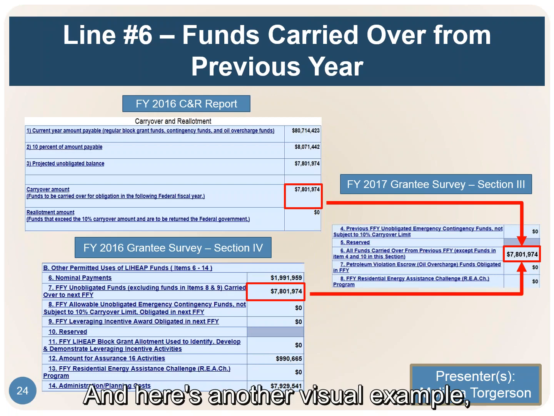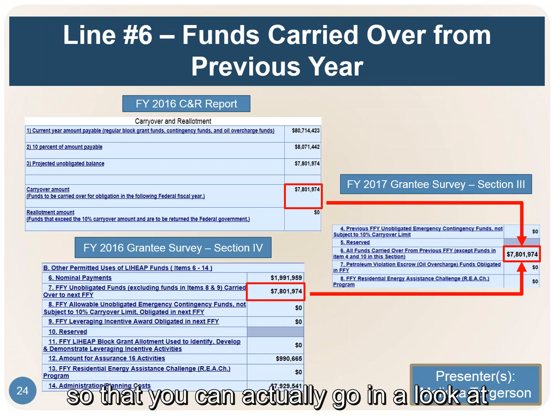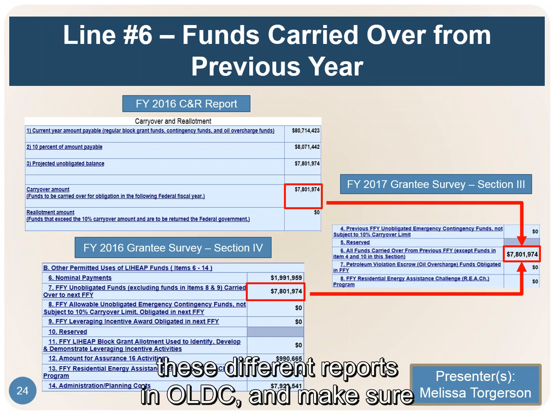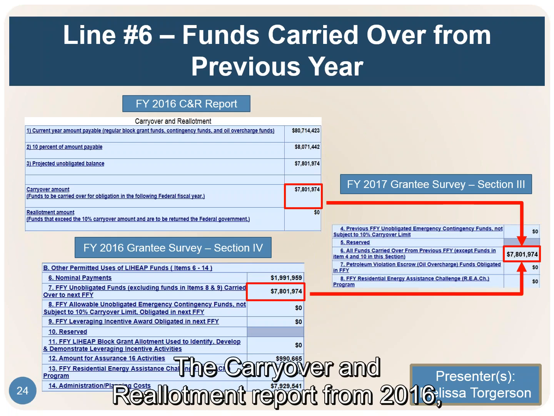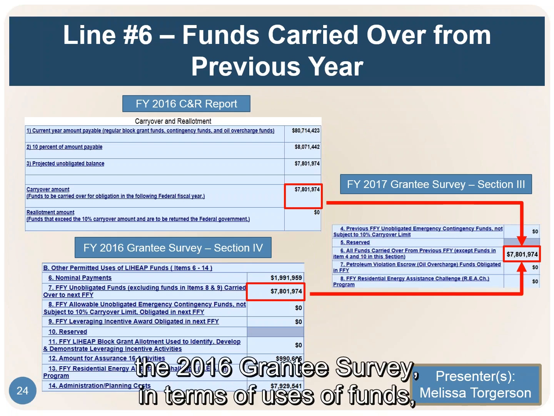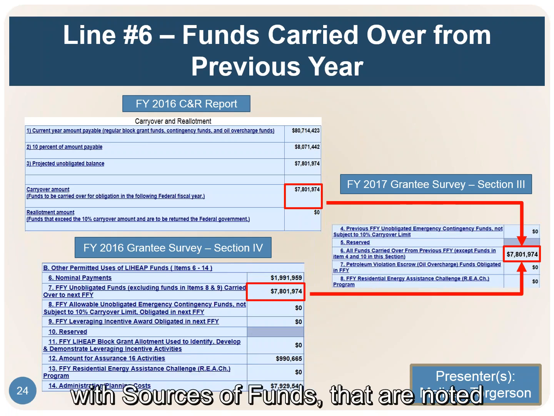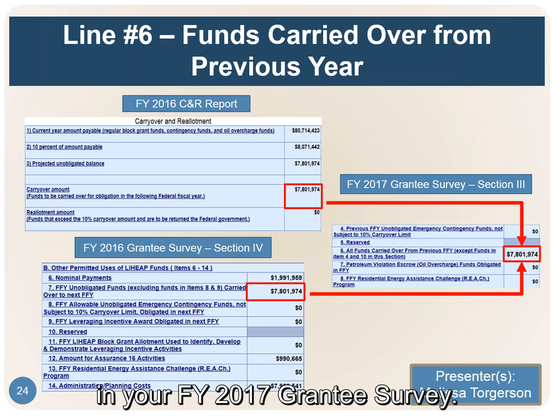Here's another visual example so that you can actually go in and look at these different reports in OLDC and make sure that all of them are matching up. The carryover and reallotment report from 2016, the 2016 grantee survey in terms of uses of funds, and both of those should line up with sources of funds that are noted in your FY 2017 grantee survey.